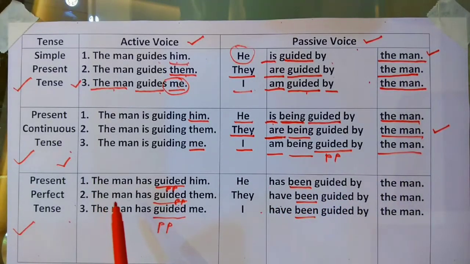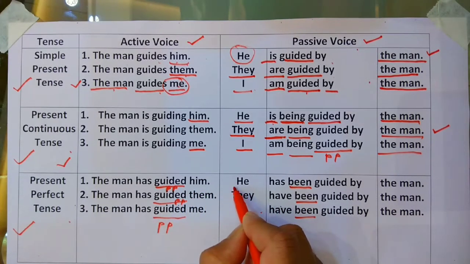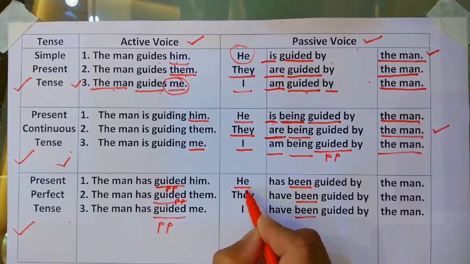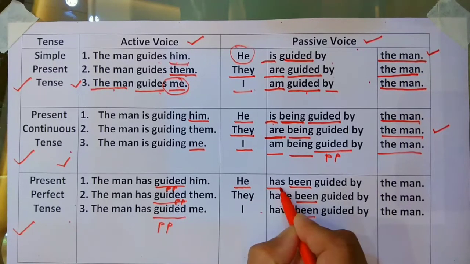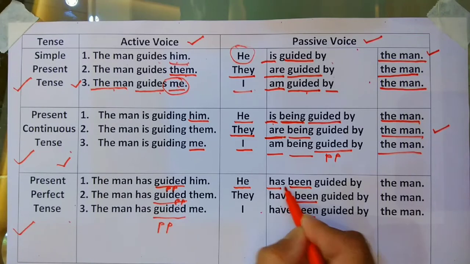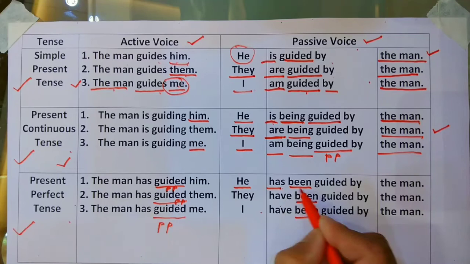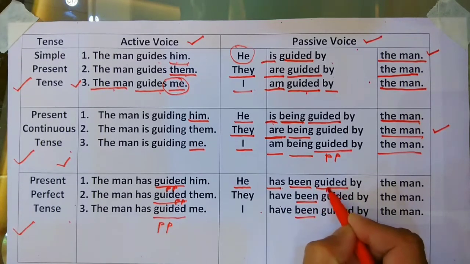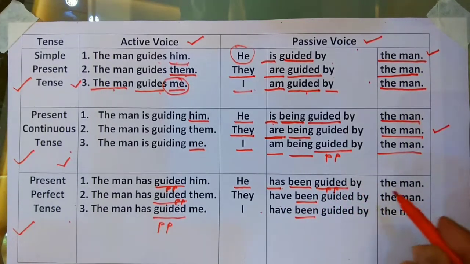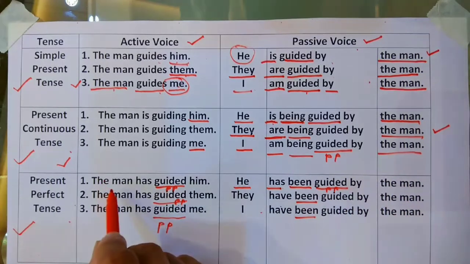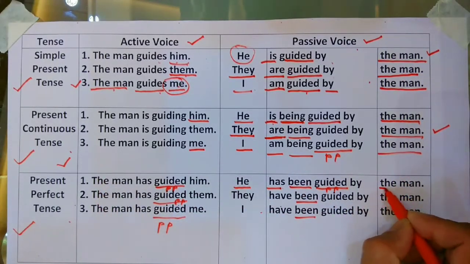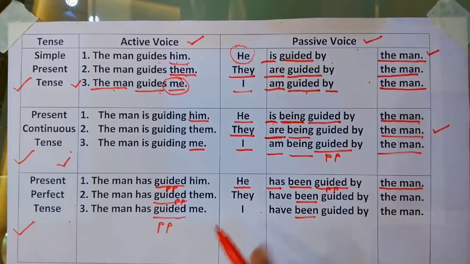So the first sentence is, the man has guided him. We have converted this pronoun into its nominative case he. Then the helping verb has, we have added the word been between the helping verb has and the past participle form of the verb guided, and we have swapped this subject at the end of the passive voice. So we get the passive voice in this way, he has been guided by the man.